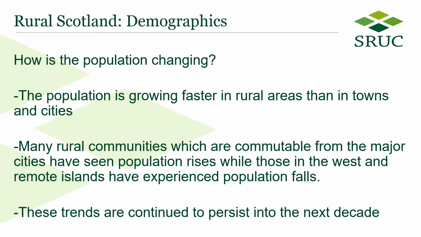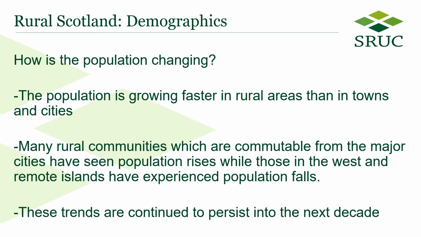So how is the population changing? The population is growing faster in rural areas generally than in towns and cities. Many rural communities which are commutable from the major cities have seen population rises, while those in the west and remote islands have experienced population falls. These trends are continued to persist into the next decade.